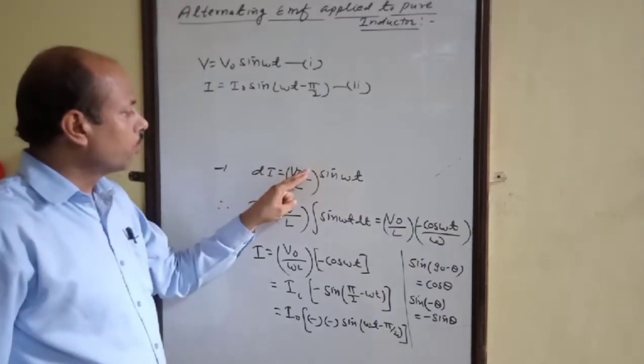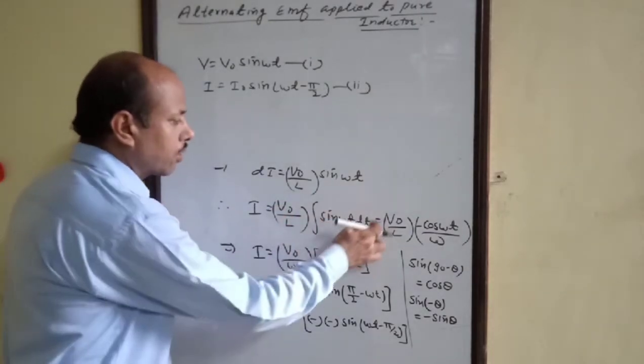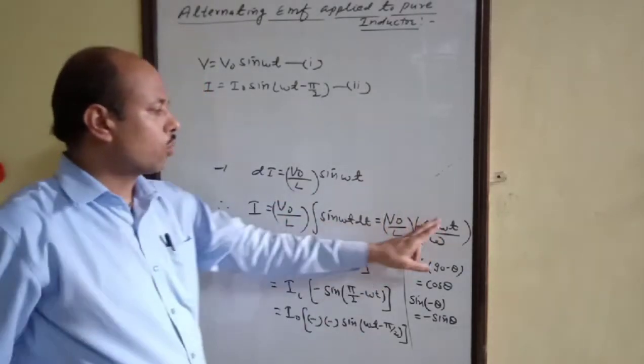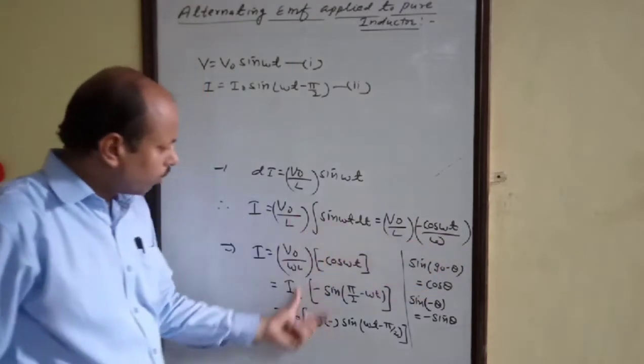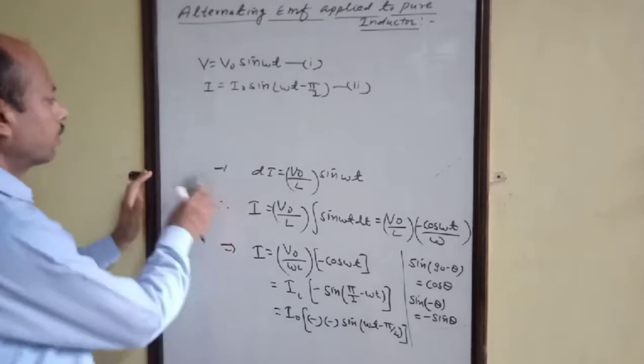Again, I am discussing this once again. dI equals V naught by L sine omega t dt. V naught by L times the integration of sine omega t, that is minus cos omega t by omega. And now by making slight changes we will get this. Now we will discuss this part.